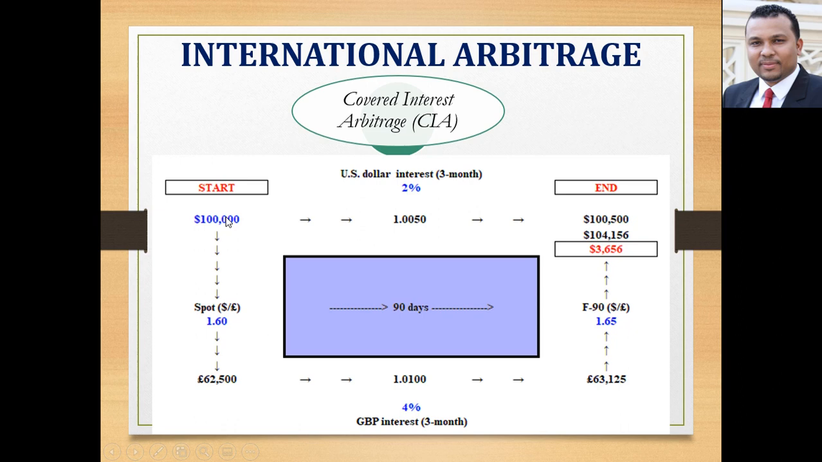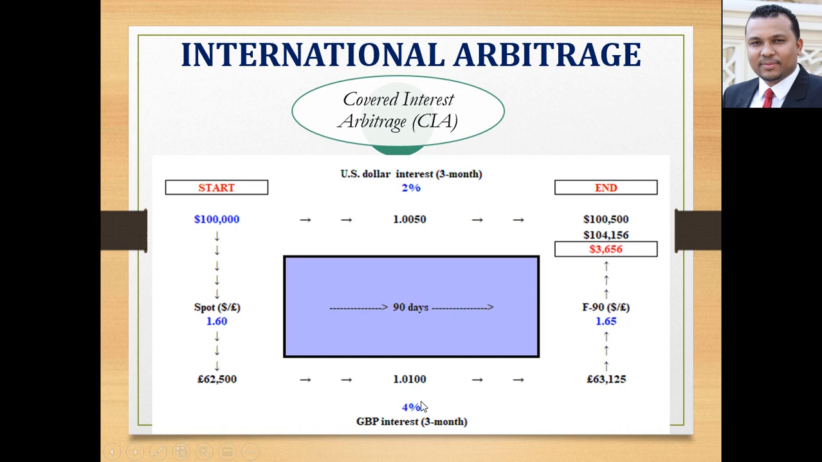What about the next option? We will start with the same value, 100,000 US dollar, converted to England pound by the spot forex rate. Spot forex rate equal 1.60 US dollar per one England pound. So now we convert 100,000 to 62,500 England pound, and this value goes to the money market in UK. In the first case, money market in USA with 2% interest rate, but in case of UK, how many percent? 4% with the same period, 90 days or 3 months.